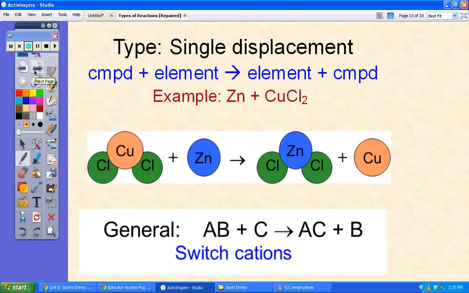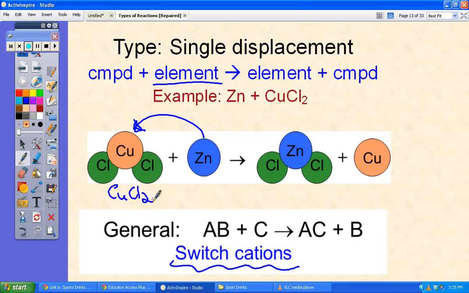Single displacement is next. Single displacement is where you take an element, and that element gets inserted into a compound. And so zinc will replace copper in this case. So what we do is switch the cations, which is the most common form of this. So instead of having copper CuCl2, now we have ZnCl2 for our compounds.